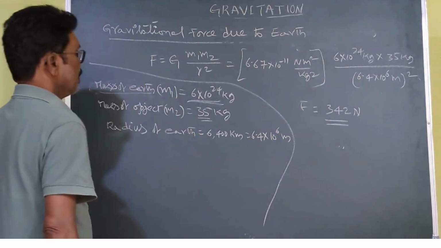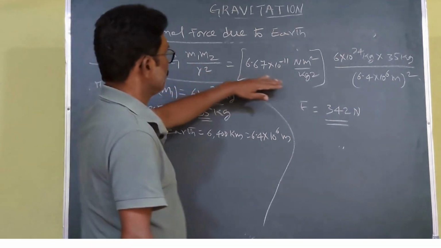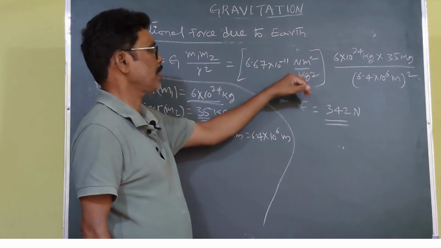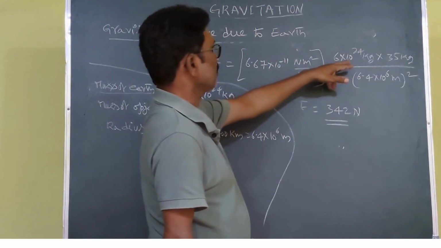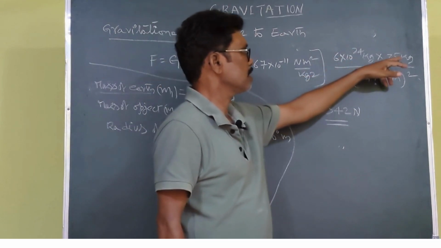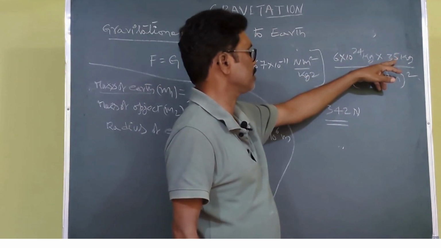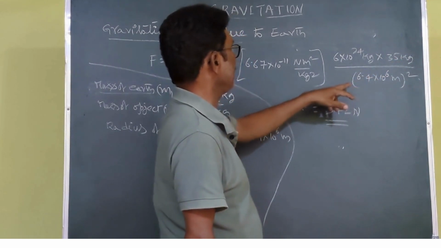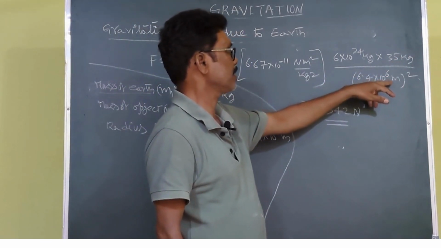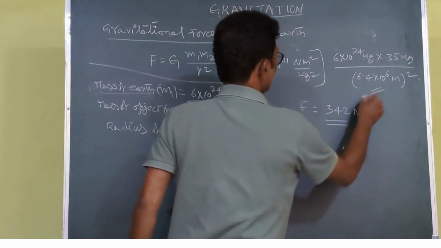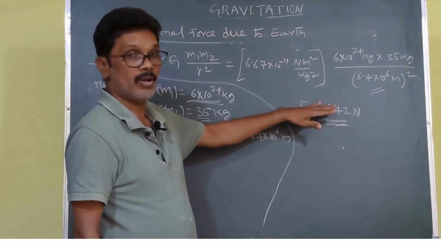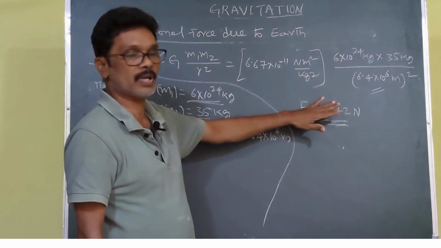Coming to the equation, the G value we know is 6.67 times 10 to the power of minus 11 newton meter squared per kg squared. M1 is the mass of the earth, 6 times 10 to the power of 24 kgs. This is one object, a person or object, 35 kgs, divided by the radius 6.4 times 10 to the power of 6 meters, whole squared. If you simplify this, you get 342 newtons. This is the gravitational force of the earth.